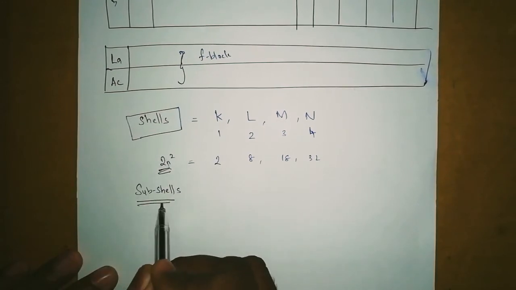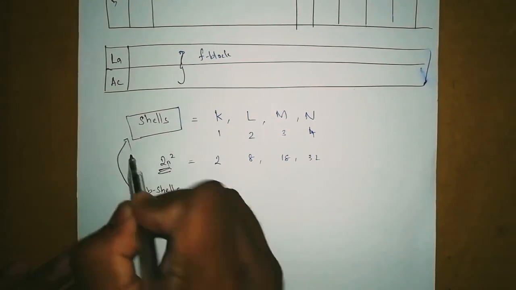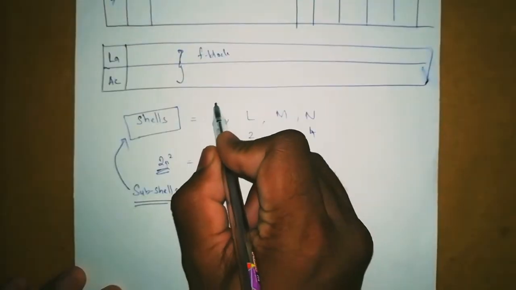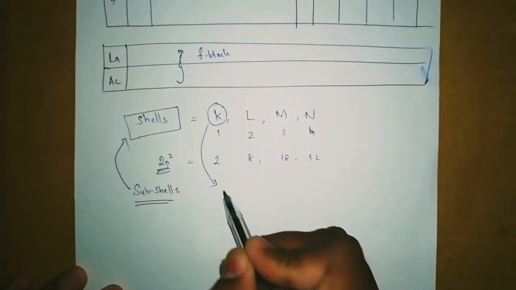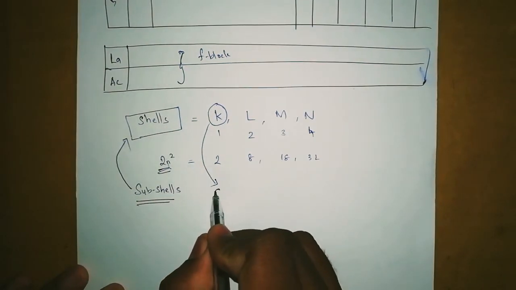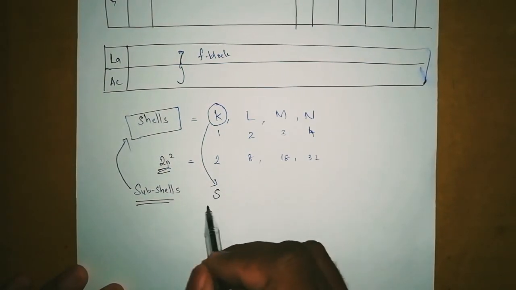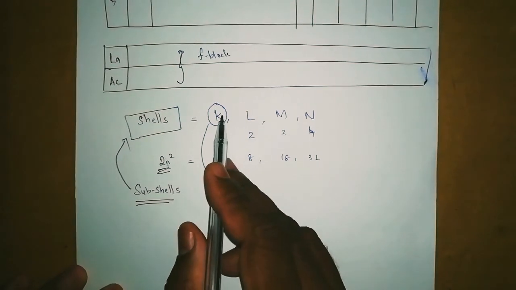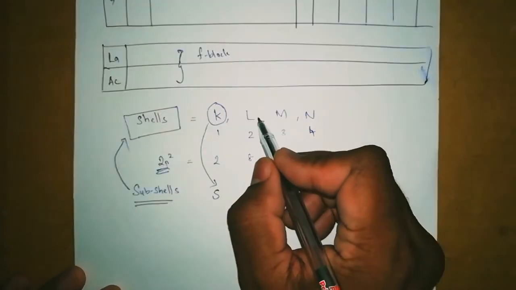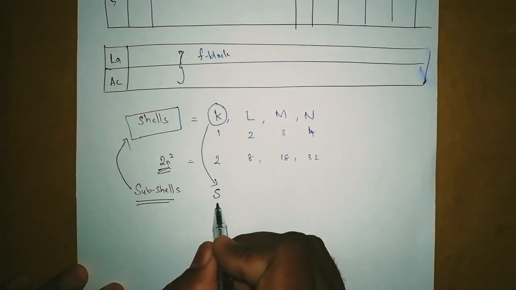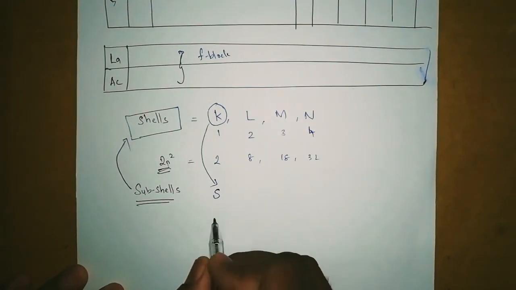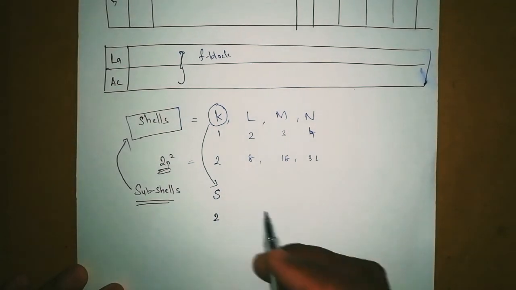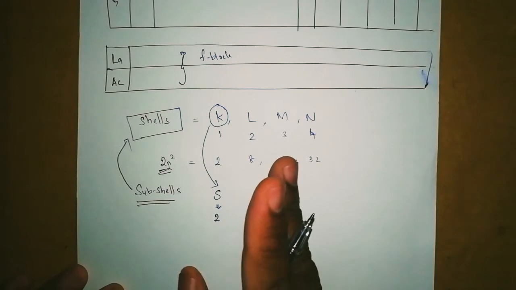Where is this subshell present? It is present inside the shell. That means inside the K shell we have only one subshell, that is S. This S subshell is present inside the K shell, and it can occupy only 2 electrons. This you have to remember. S subshell can occupy only 2 electrons.